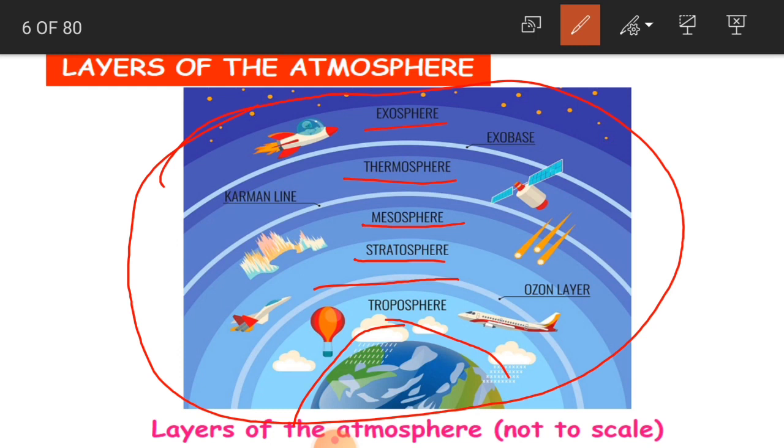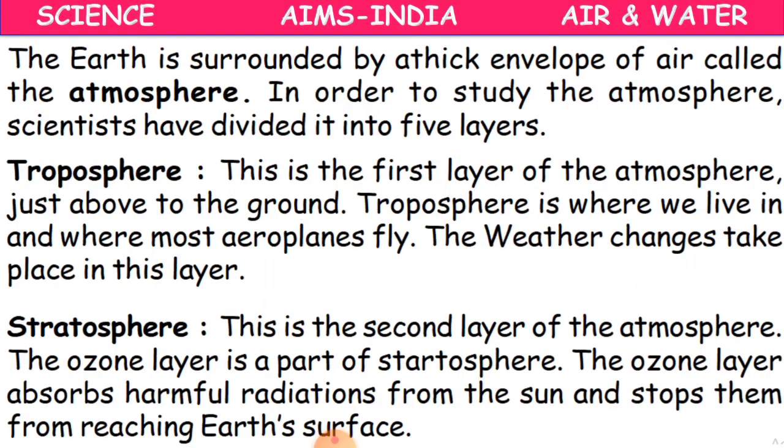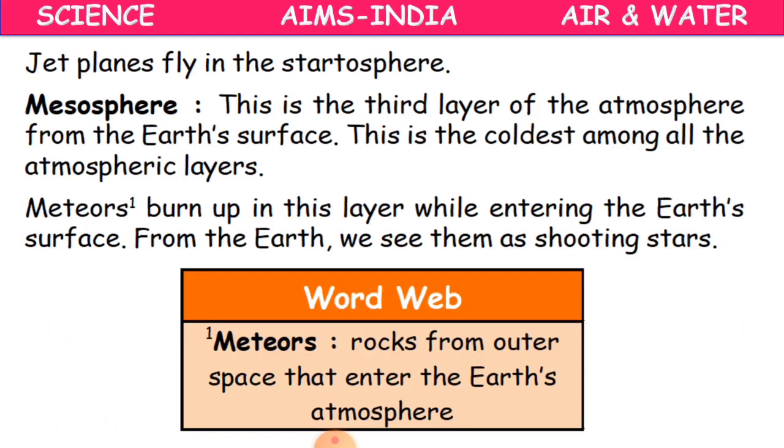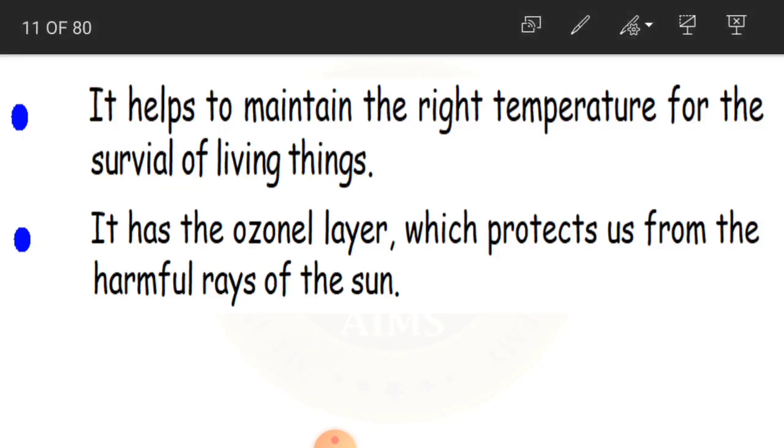These layers of the atmosphere are not to scale, in the sense that we cannot measure them. So we have learned about the troposphere, stratosphere, mesosphere, thermosphere, exosphere, and we also learnt about the ozone layer, which protects us from the harmful rays of the sun. This is very important for us to be protected from the hot sun rays.